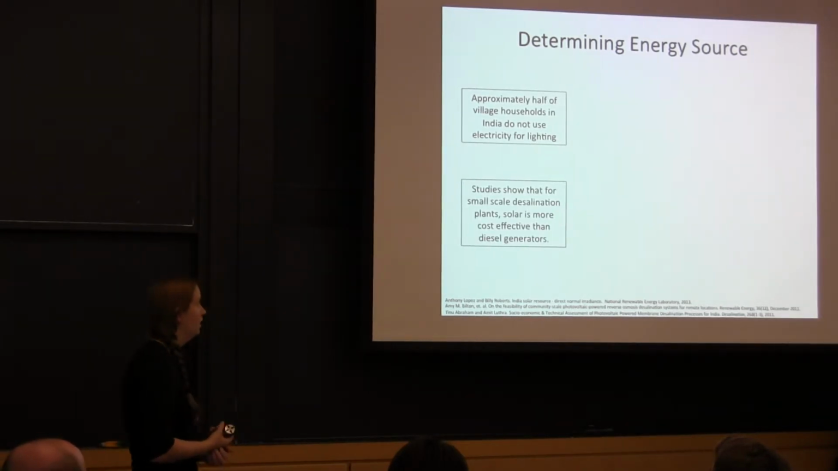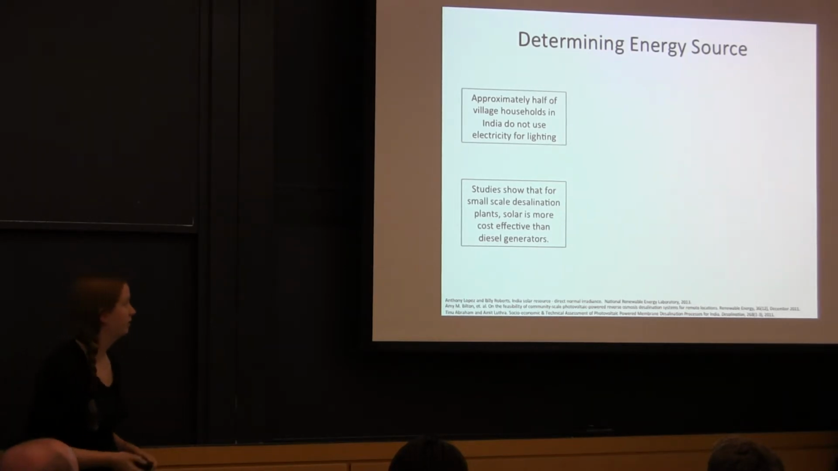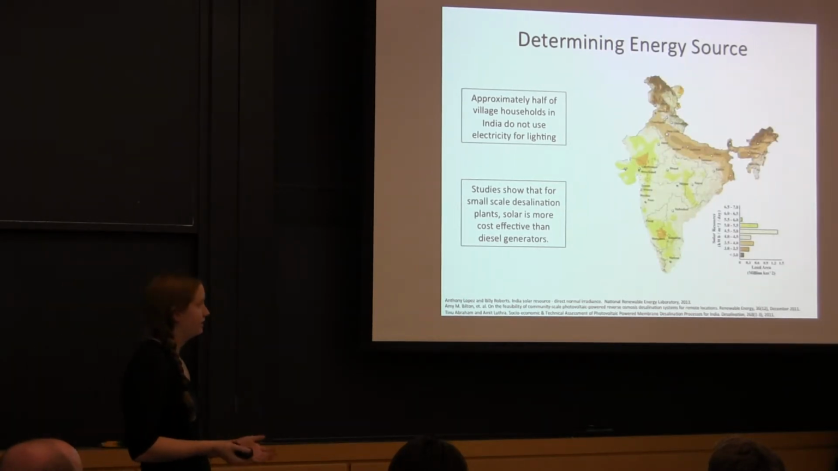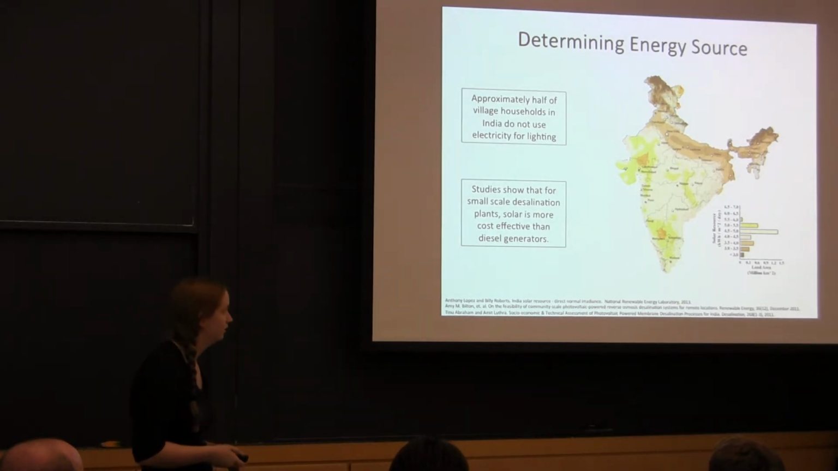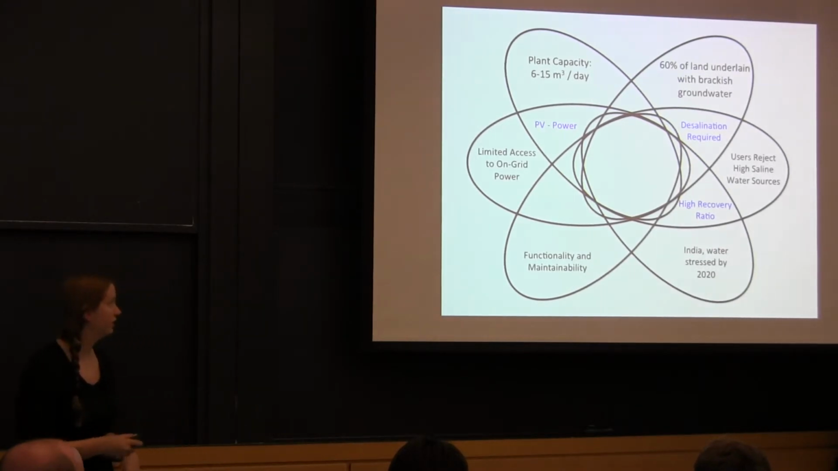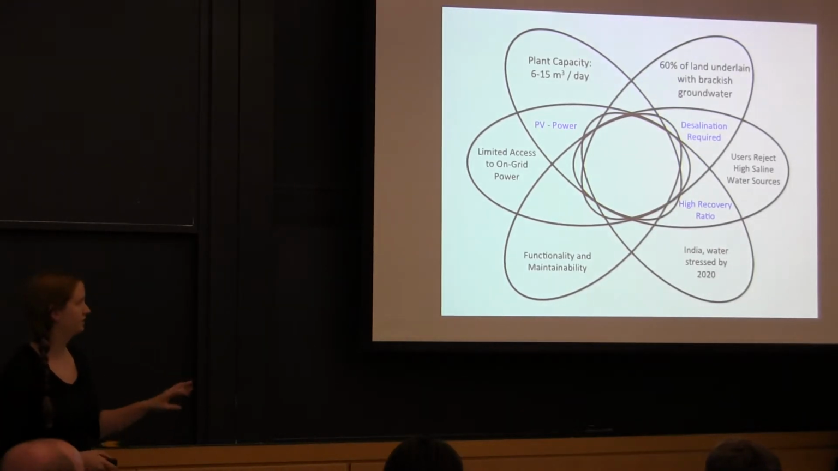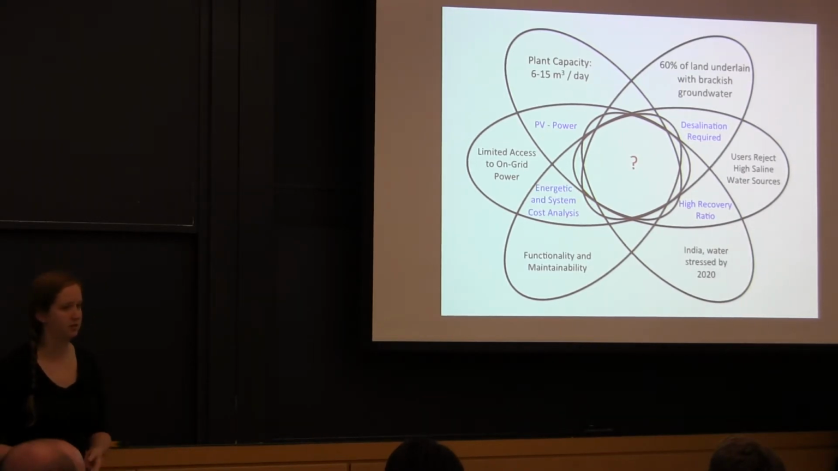Additionally, if you look at literature studies of small-scale desalination plants, we found that solar is more cost-effective than diesel generators. That's been cited in a few different papers. And then obviously solar is a huge energy resource in India. So we filled out this part of the chart, and in order to determine our last blue section, to decide what technology actually goes in the middle, we have to look at energetic and system cost analyses.